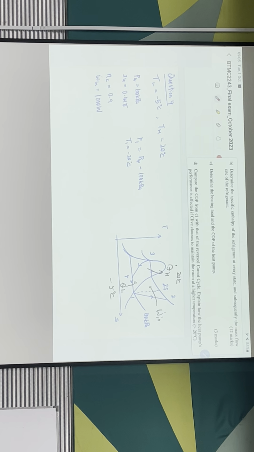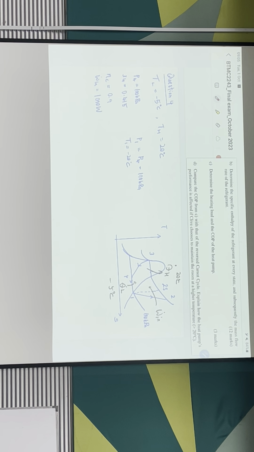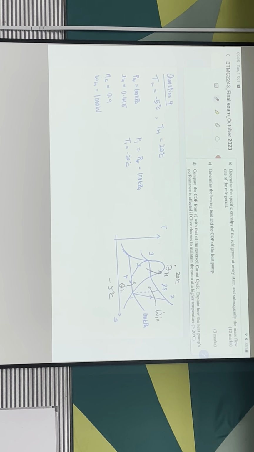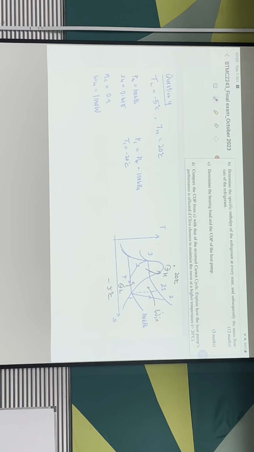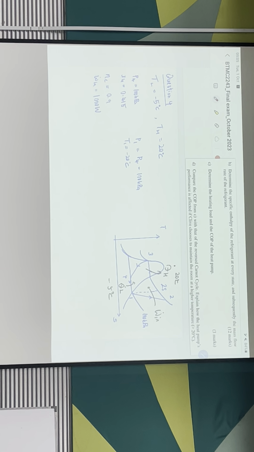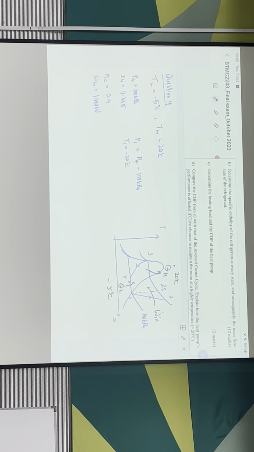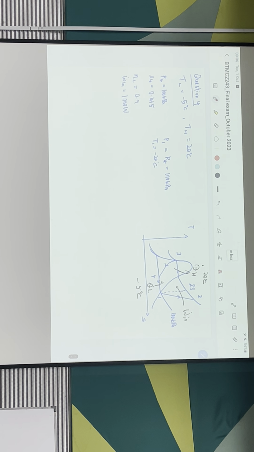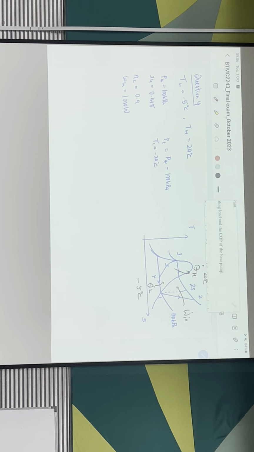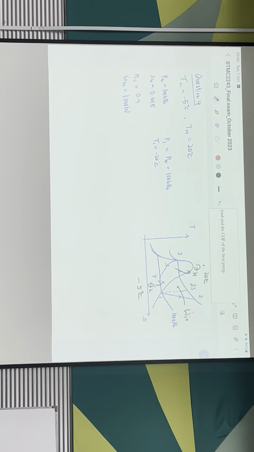So B and C here, you can see they are just pretty much standard questions. B asks you to determine the specific enthalpy at every state, and then determine the mass flow rate of the refrigerant. Then C, determine the heating load and COP of the heat pump. Then D is the theory question. D, we'll look at it later. So for now, we need to find all the enthalpy first, and also the mass flow rate and COP. What else? What's one more thing? Heating load, meaning QH.